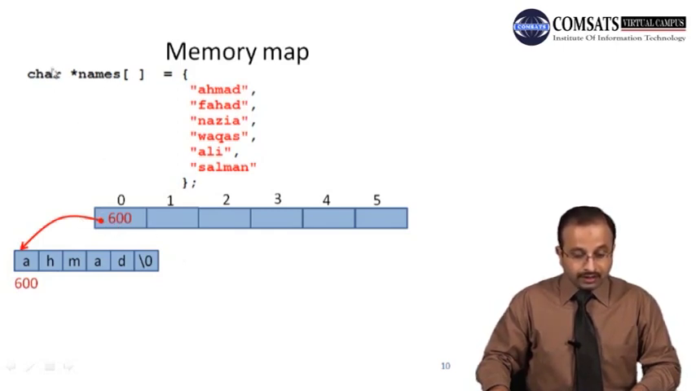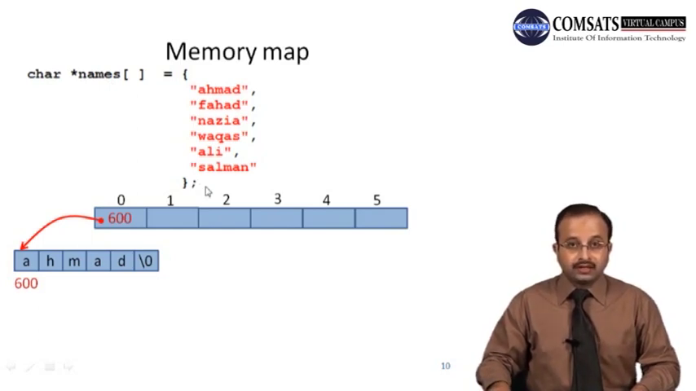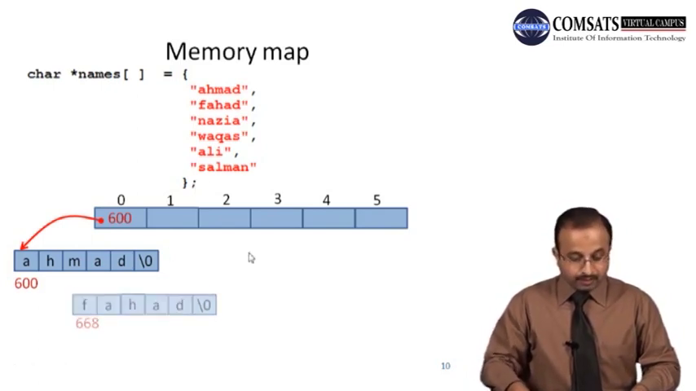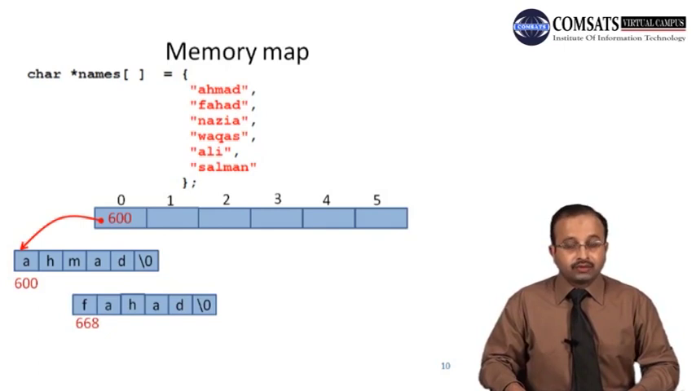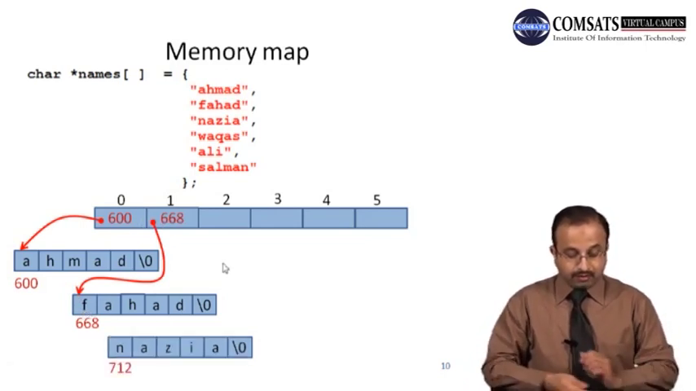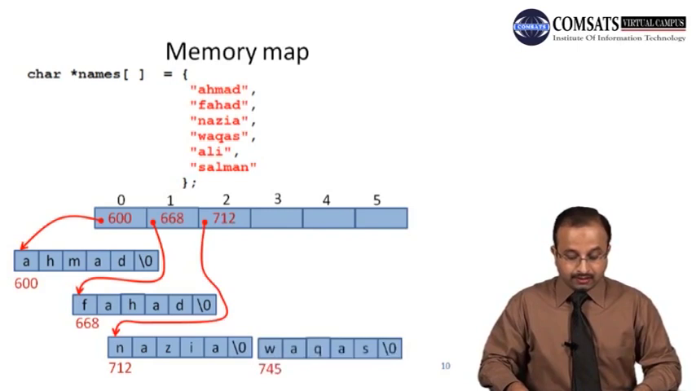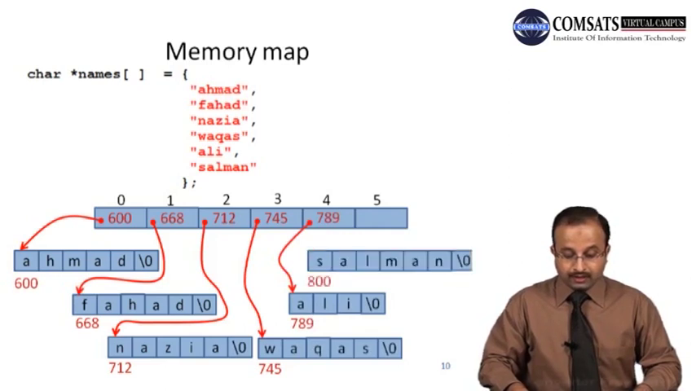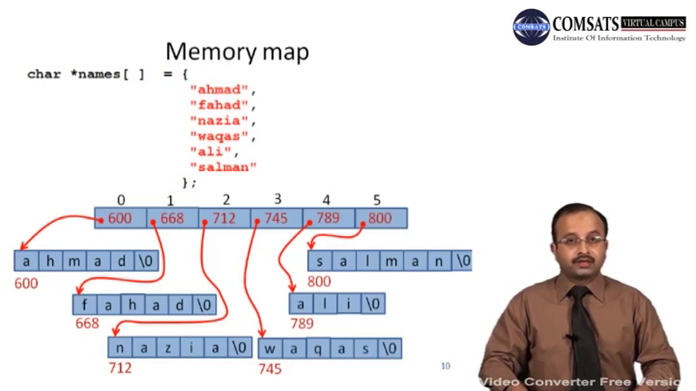All this memory gets allocated after the successful execution of this declaration and initialization of the array of pointer to string, the code written above. Then memory is allocated for Fahad, and the base address of where Fahad is written will be assigned to the 1st index. This means this 1st index is a pointer that points to this memory location where we have the string Fahad. Then memory is allocated for the string Nazia and its address will be stored in the second index, and Waqas its address in the third index, then Ali its address in the fourth index, and then Salman its address in the last index, the fifth index, right?